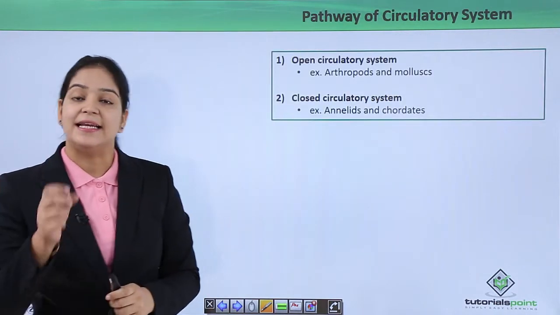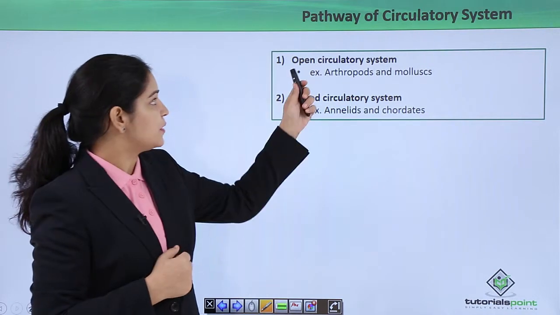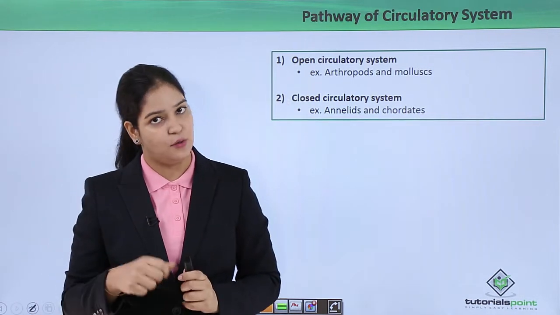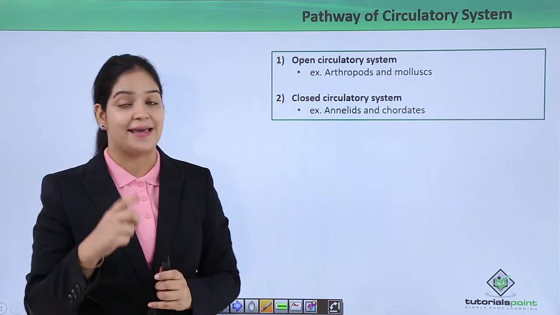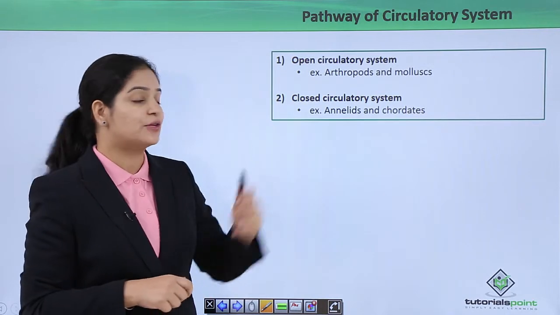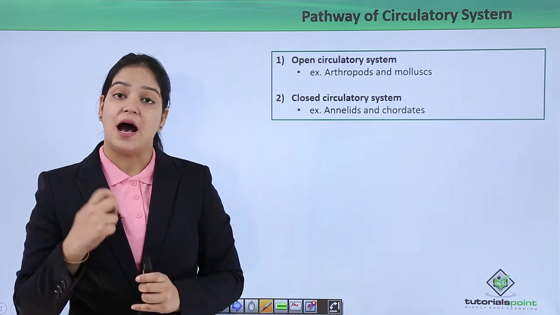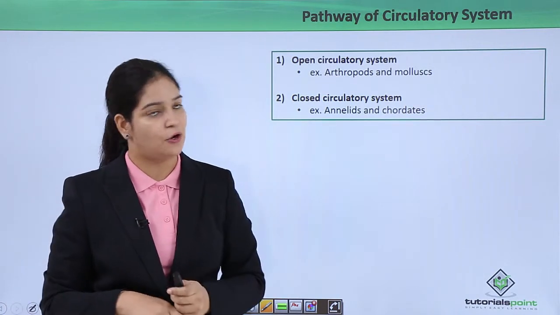Now, in the living world, circulatory system is of two types: open circulatory system and closed circulatory system. Open circulatory system is found in higher invertebrates like arthropods and mollusks. Closed circulatory system is found in the higher group of vertebrates and invertebrates like annelids and the chordates.